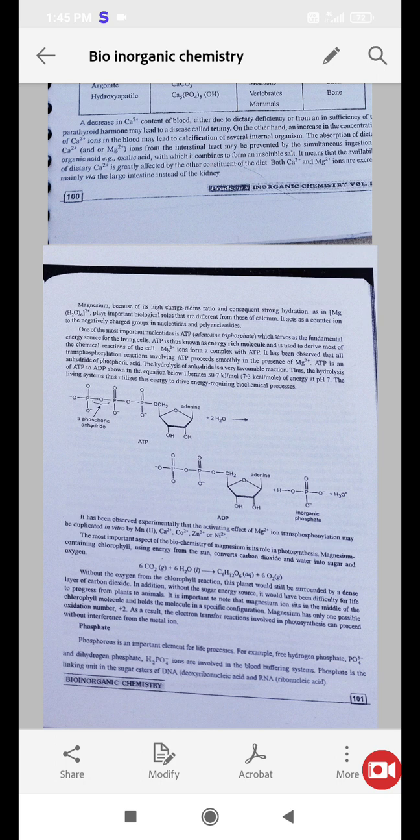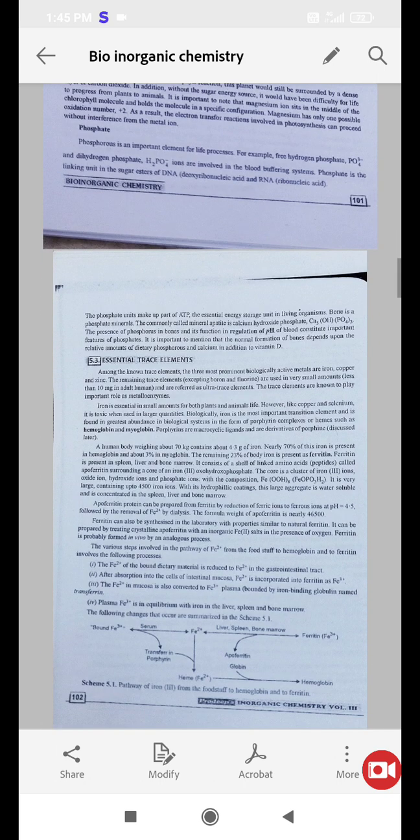Phosphate is the linking unit in the sugar esters of DNA and RNA. Phosphate units make up part of ATP, the essential energy storage unit in living organisms. Bone is a phosphate mineral. The commonly called mineral apatite is calcium hydroxide phosphate.